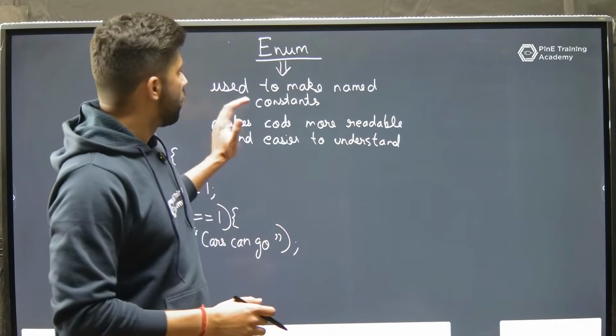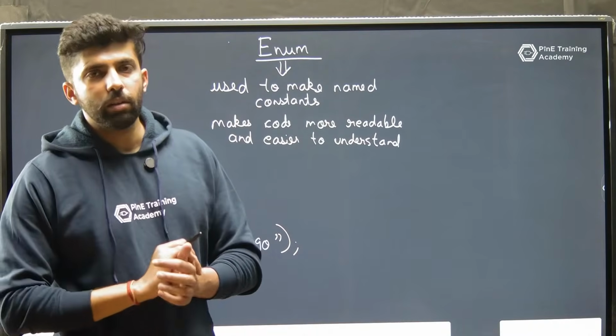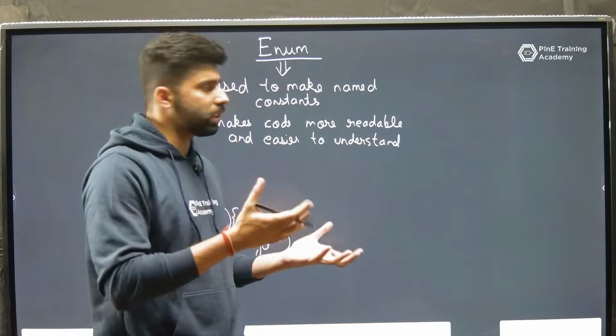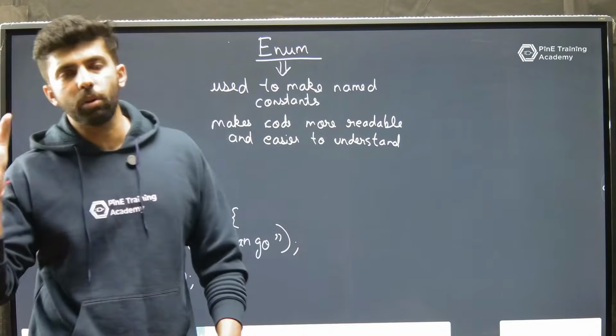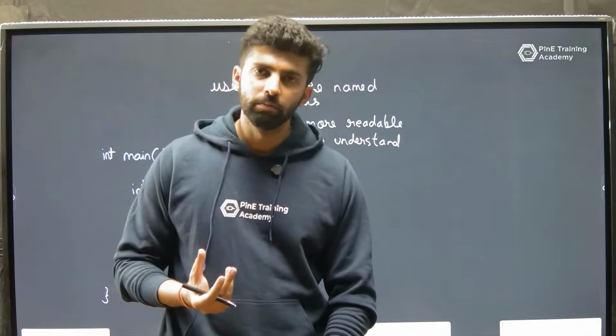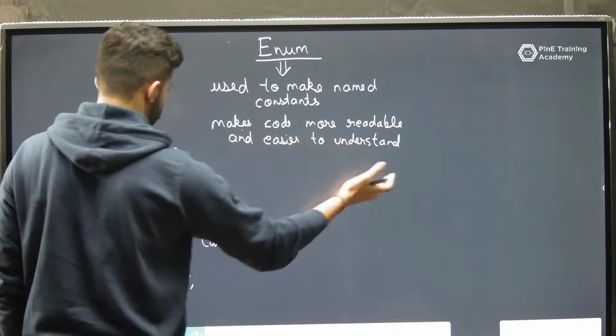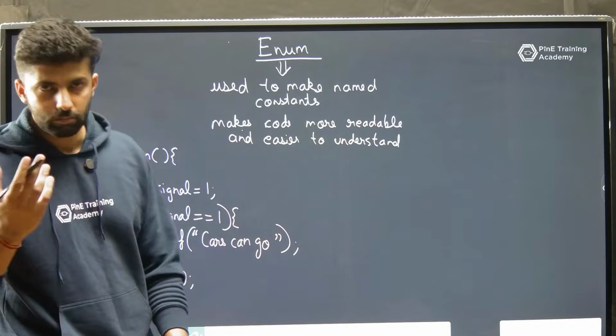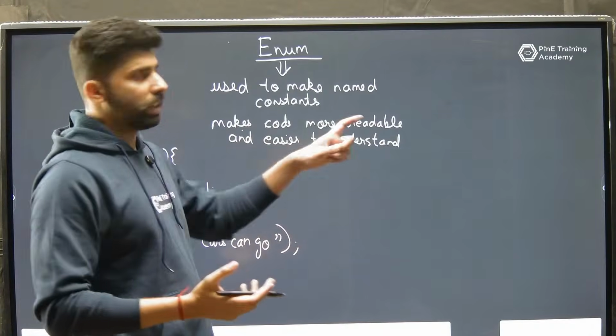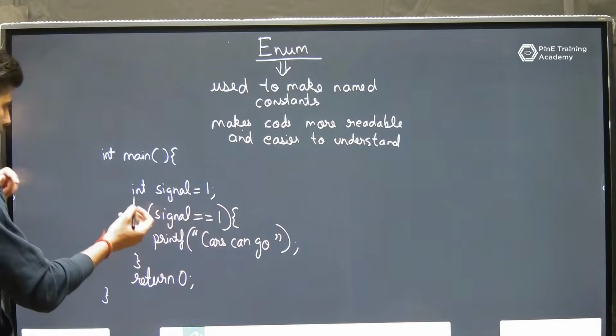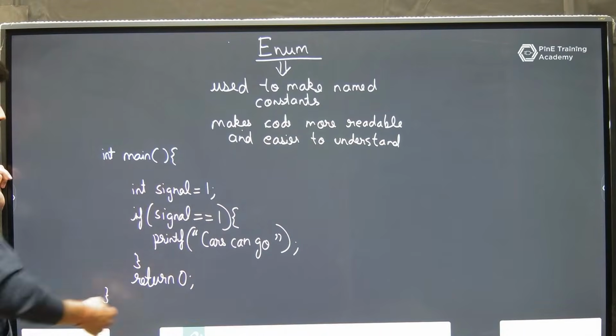Okay. Now the next question might be, how does it make sense? Why do we want to provide a name to a constant? Okay. Because it makes code more readable and easier to understand. To prove this, let's see an example. We have this particular code.